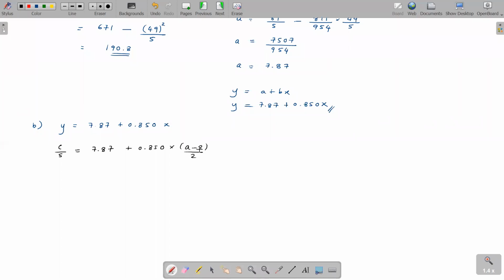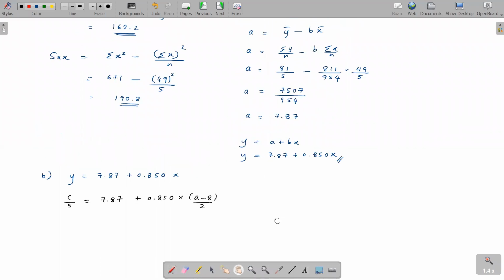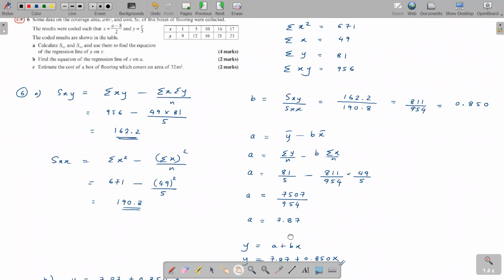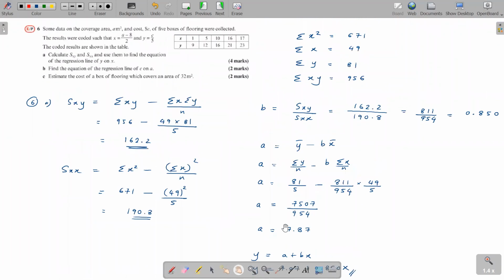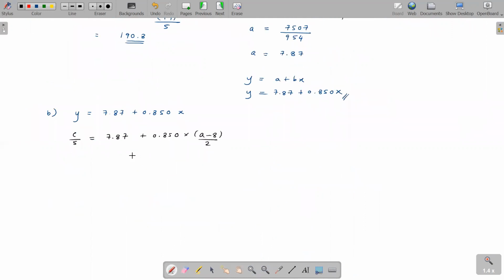All right, guys, can you see? So you replace the y and x. Okay. y is c over 5, x is (a minus 8) over 2, and we want to find the equation of the regression line of c on a. Meaning they want to make c the subject. Are you with me? You should make c the subject here.